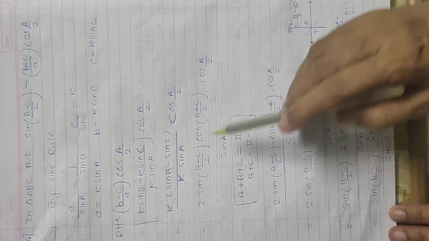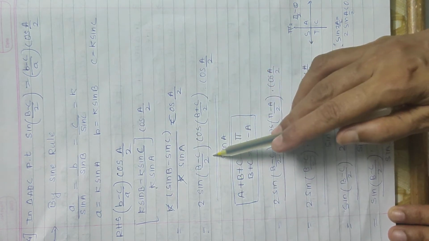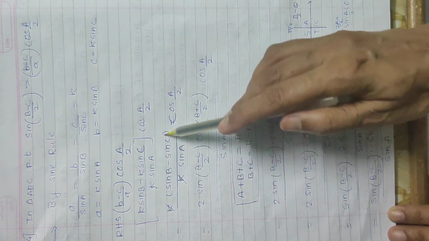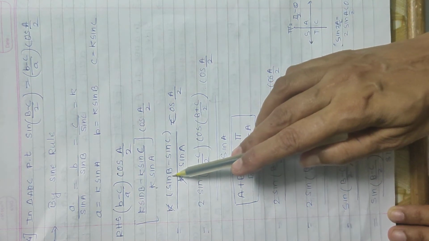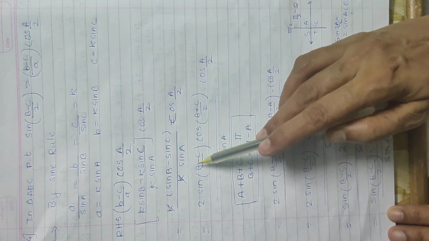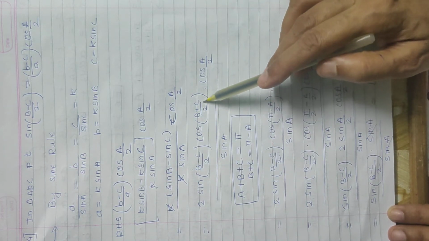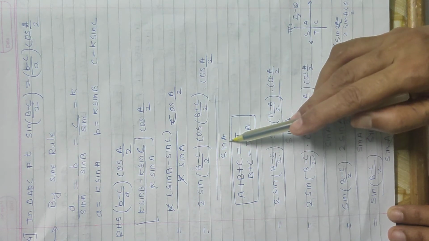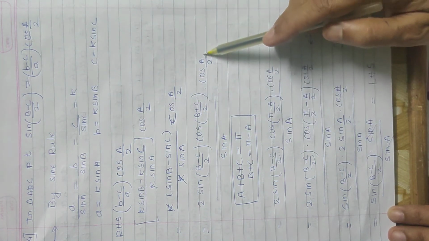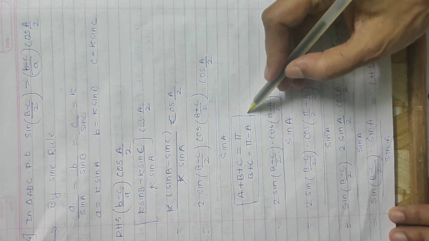So the formula is 2 sin (B minus C)/2 into cos (B plus C)/2. This is the formula for sin B minus sin C. That is 2 sin (B minus C)/2, the angle as it is, into cos (B plus C)/2, upon sin A into cos A/2, as it is. Now in all sums you will need this.